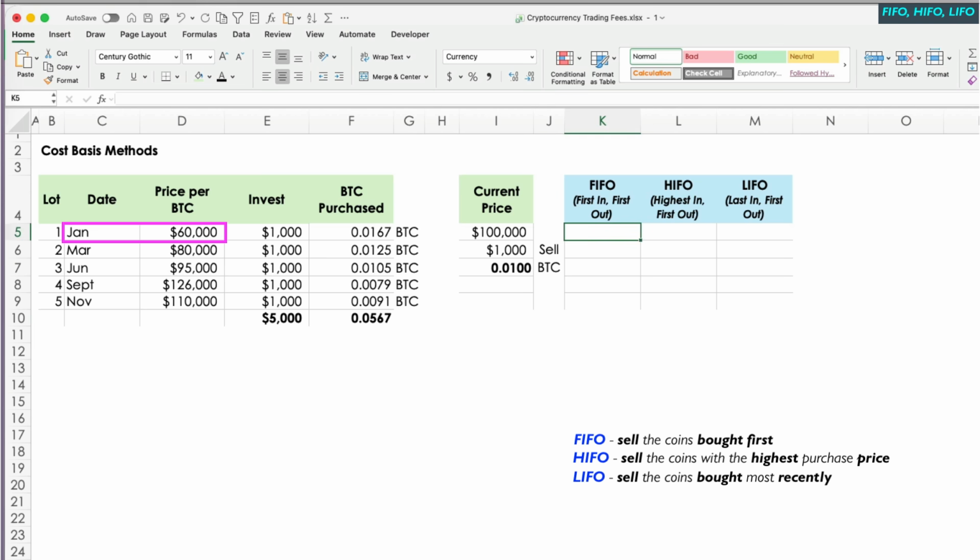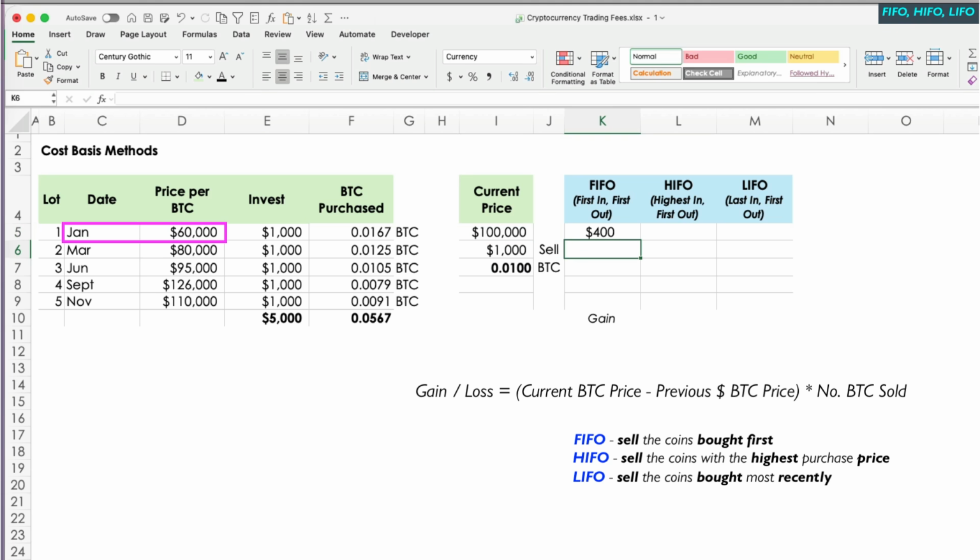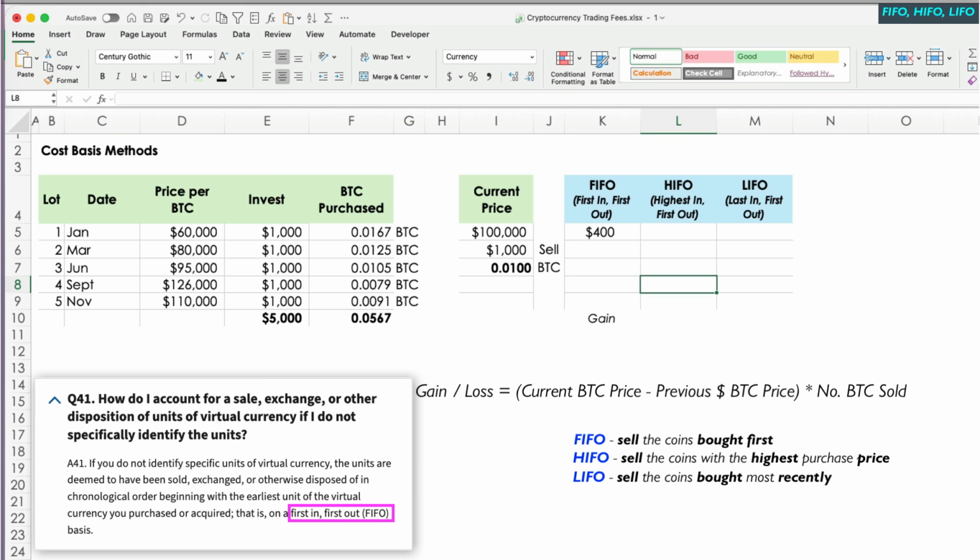Under the FIFO method, I sell the Bitcoin I bought first, which was in January at $60,000. To calculate the gain, I subtract $60,000 from the current price of $100,000, which is a difference of $40,000. Then I multiply that by the fraction of the Bitcoin I'm selling, which is 0.01, which gives me $400 of capital gain. FIFO is simple, widely accepted, and easy to track.